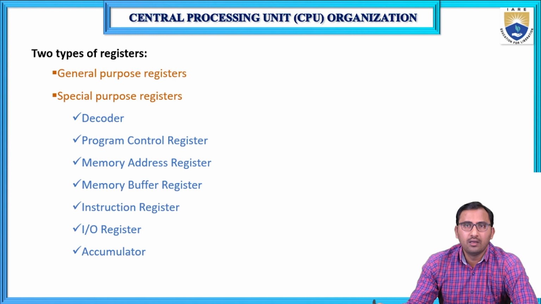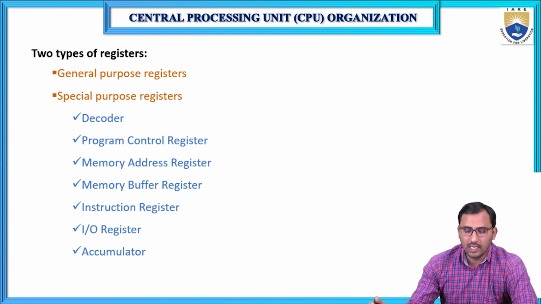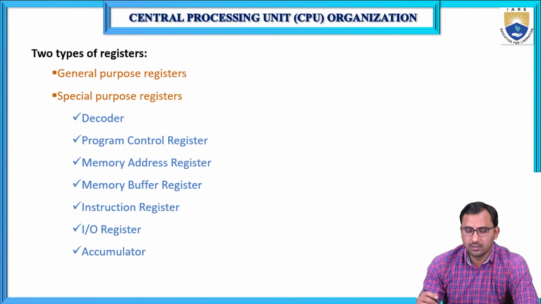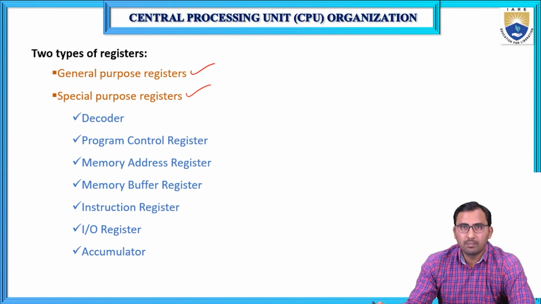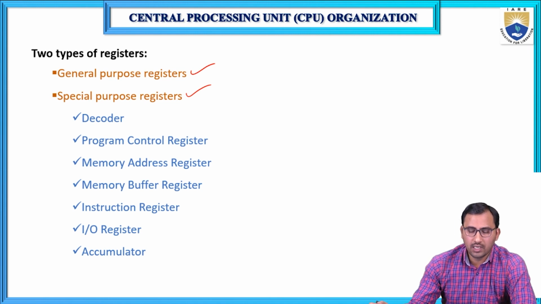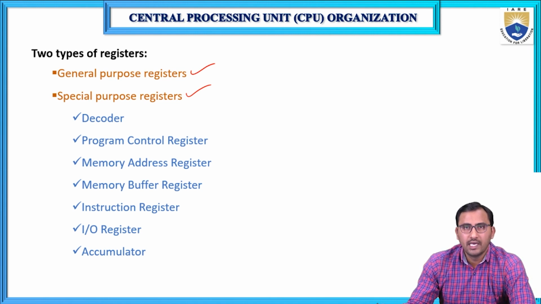And if you come to the types of registers, the registers are classified into two types based on their purpose. One is general purpose registers, and another one is special purpose registers. General purpose registers can be used to store some temporary data. But special purpose registers have a specific purpose for using that particular register.